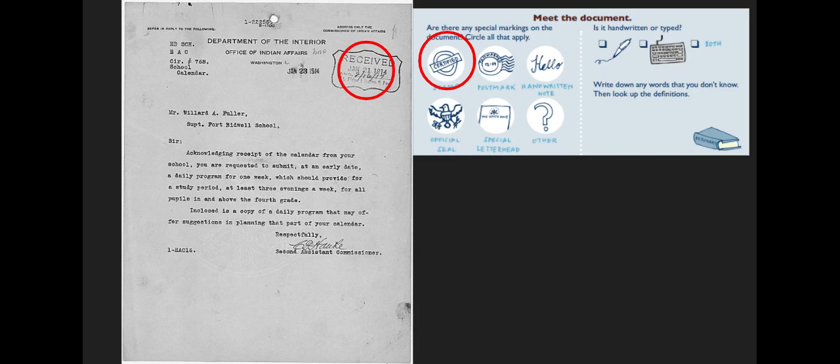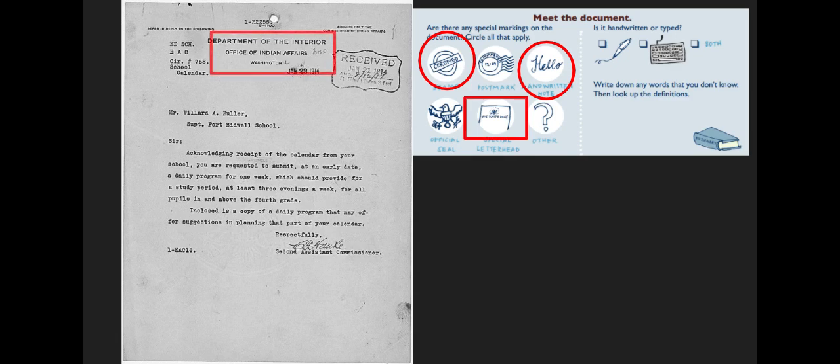So there's your stamp, and then the handwritten note would be the signature. Okay. There's no really official seal. The special letterhead, I don't really see one. I mean, this could be one, the Department of the Interior kind of showing, you know, this is who it's from. So they didn't really have pictures on papers in this time period.